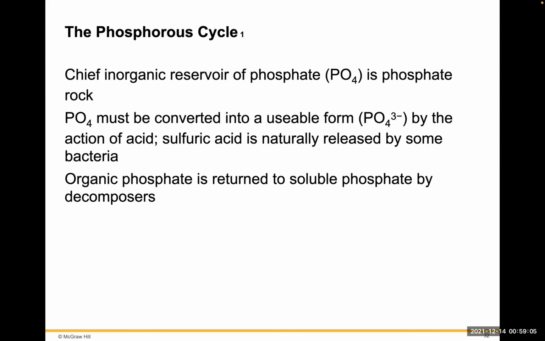Okay, the phosphorus cycle. Okay, chief organic phosphate is PO4. It's from phosphate rock. PO4 is converted into a usable form, which is our phosphate ion, which we use to phosphorylate ATP, produce all the energy for the body. Okay, this is usable by the action of an acid. Sulfuric acid, H2SO4, is naturally released by some bacteria. The organic phosphate is returned to soluble phosphate by decomposers. They break it down.